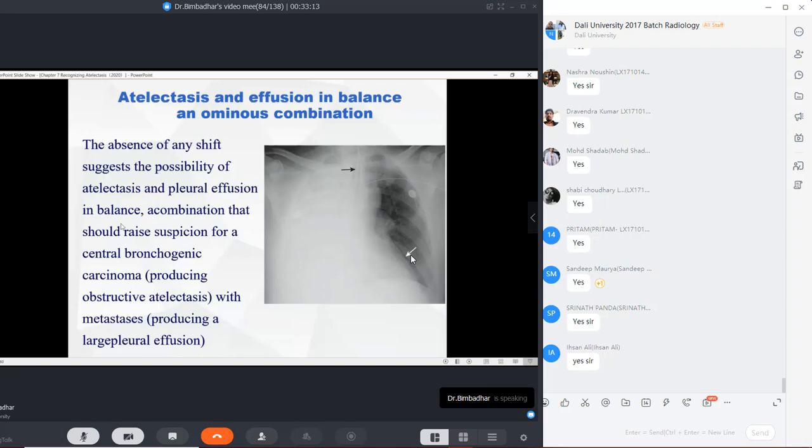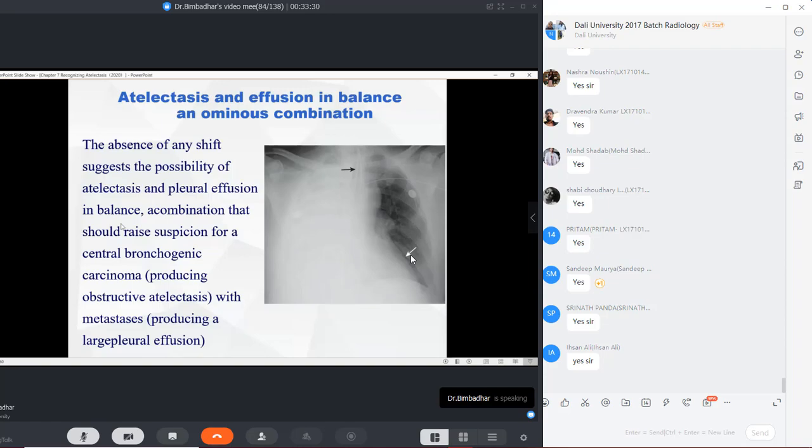One, the most important cause of a lung compression is the obstruction to the bronchus. The most common cause is the mucoid obstruction, mucus obstructions, and the second one is the bronchogenic carcinoma. What also is the disease that causes massive pleural effusions? It is the bronchogenic carcinoma.